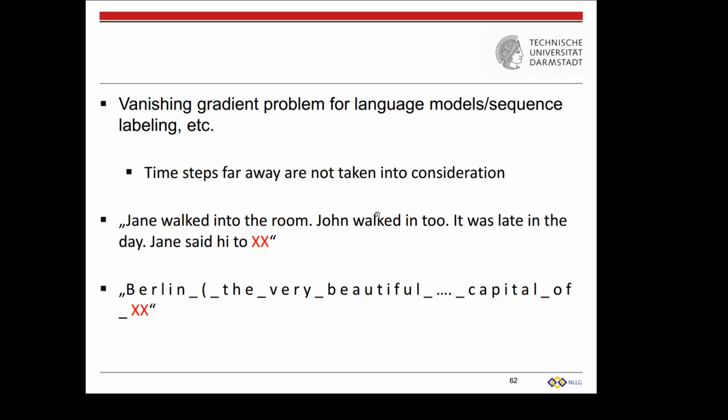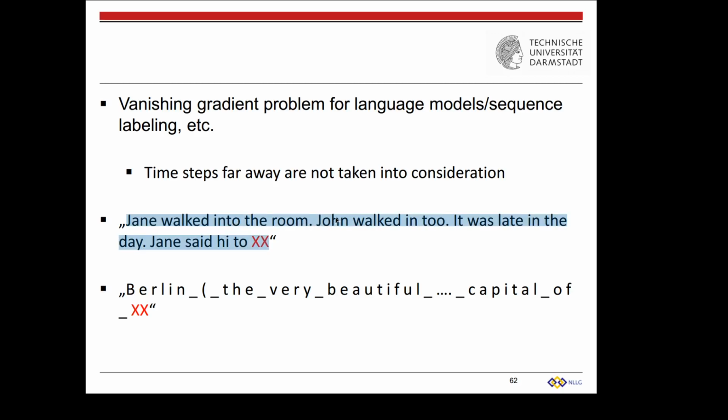And where do we have time steps? Where do we have long distances in natural language processing? Well, in many things, like language modeling. We want to predict the next word. Let's assume a sentence like this one here. Jane walked into the room. John walked in too. It was late in the day. Jane said hi to whom, right?